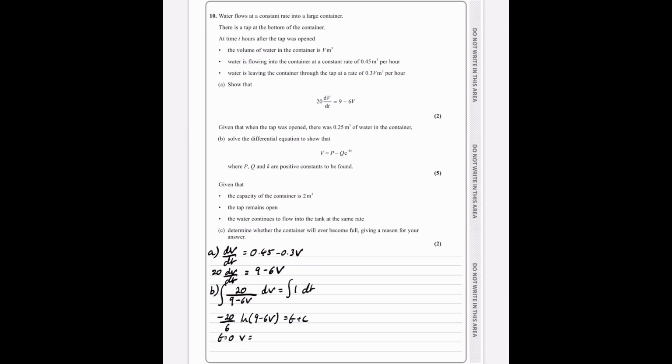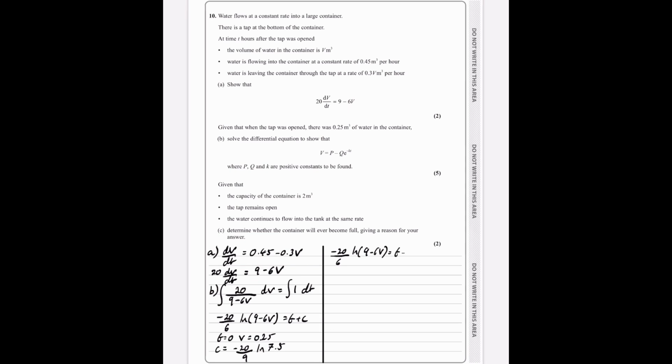Now, in the question it tells us when t is 0, v will be equal to 0.25, so we can use that to work out c. Substituting it in, we get c is equal to negative 20/6ths of ln of 7.5. Then we can now go back to the equation and plug that in. So instead of c, we now have subtract 20/6ths of ln of 7.5. If you simplified the fractions, that's absolutely fine.